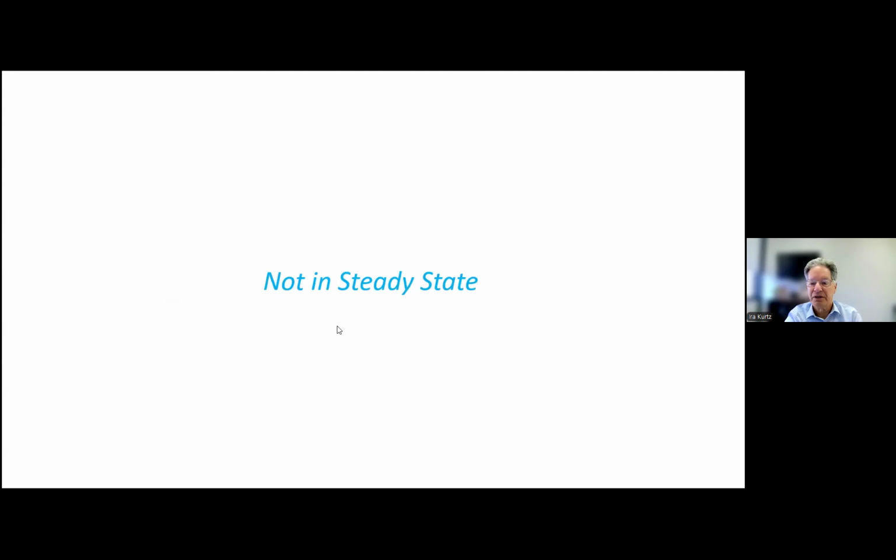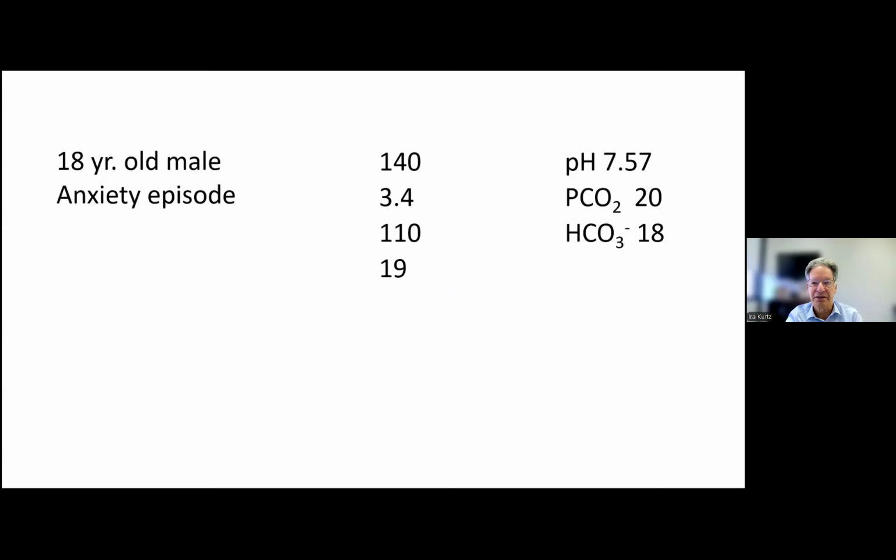So the first thing you have to make sure of, when you see a ratio in your patient that's not one of the 6, is to rule out that you're not in a steady state. So let's look at this particular case. We have an 18-year-old male who was anxious. The PCO2 is 20 and the bicarb is 18. So when you look at those changes, you can see the PCO2 changed by 20, assuming it was 40 initially, and the bicarb fell by 6, assuming it was 24 initially.